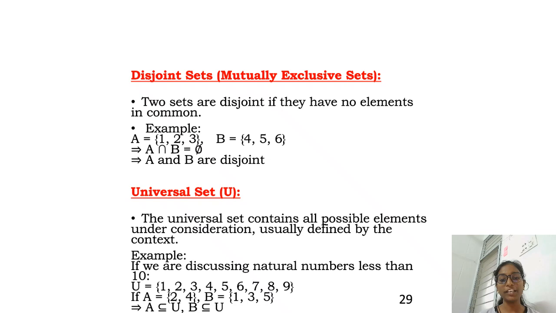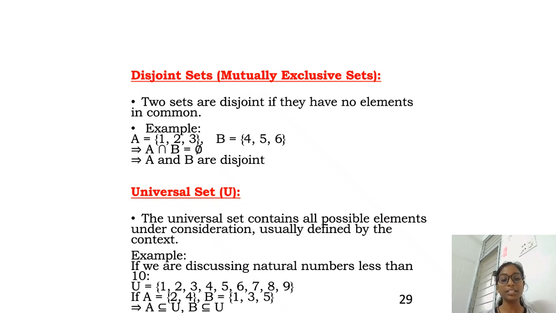Disjoint sets or mutually exclusive sets. Two sets are disjoint if they have no elements in common. Example, A equals {1, 2, 3} and B consists of {4, 5, 6}. A intersection B equals phi. We can say that there are no common elements in A and B, so they are disjoint.